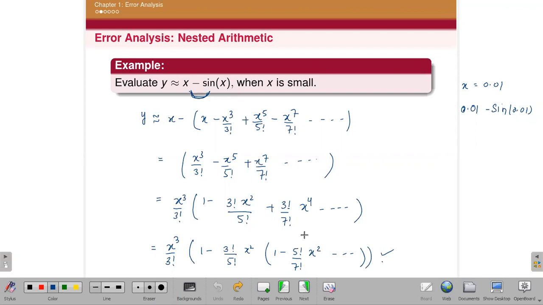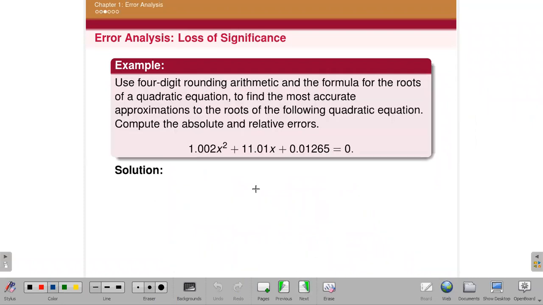So next we will use rationalizing to get rid of the loss of significance. We will do one example here. This is an important example. Actually, in the loss of significance, nesting and this equation to find the roots of the quadratic equation are the most important examples. So use 4-digit rounding arithmetic and the formula for the roots of the quadratic equation. Here you have to use 4-digit rounding arithmetic.